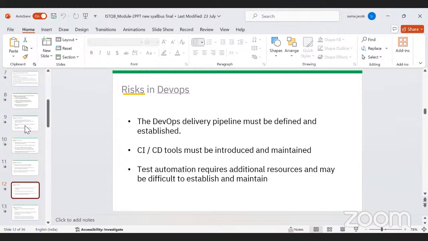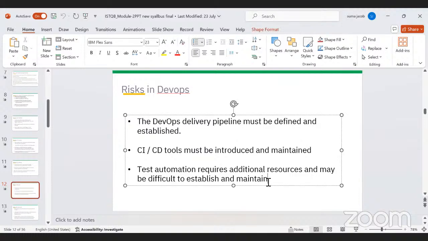Next, CI/CD tools must be introduced and maintained. That is something new that has to be introduced into our organization and maintained properly. If we don't have the proper resources or facilities for that, it could also end up as a risk for our project. And finally, test automation requires additional resources and may be difficult to establish and maintain.